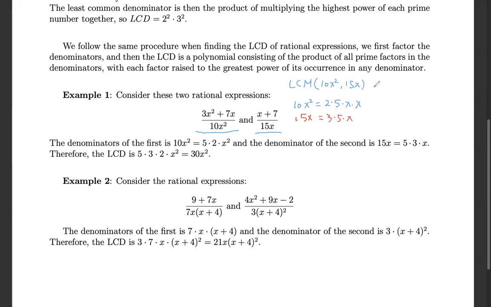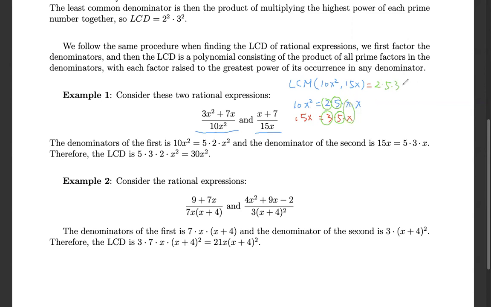Now the least common multiple has to include all the factors in both, right? So first we just write down everything for 10x squared. So 2, 5, or maybe we do a number first. Right, we have 2, we have 5, or 5 is here. We only have to write it once because 5 is a common factor of those two. But then we have this 3, so we need to multiply by this 3.